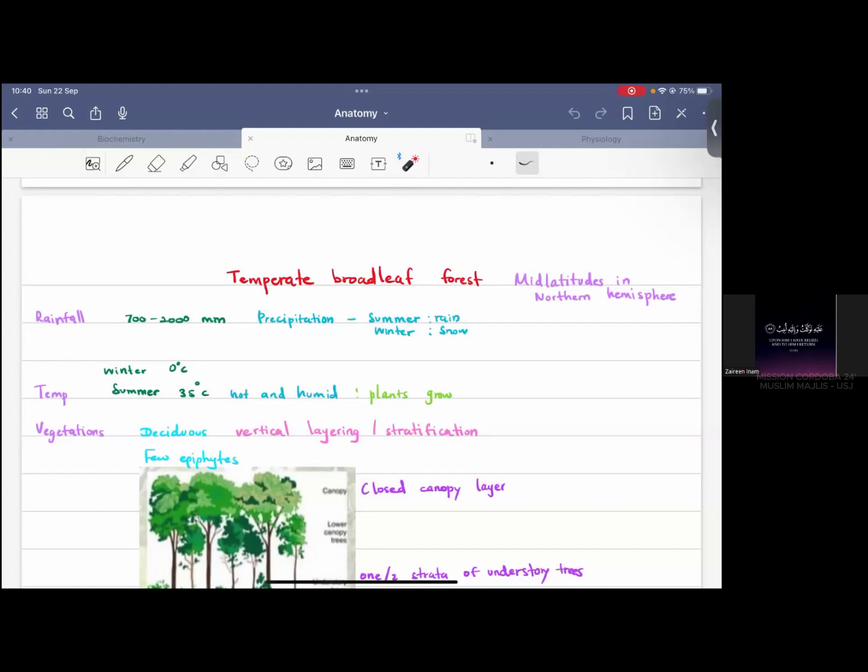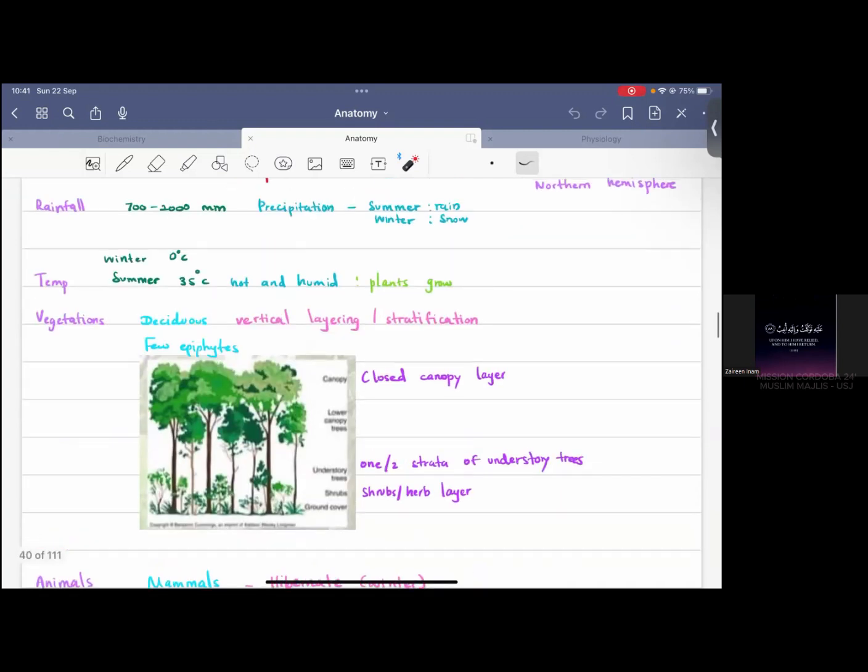The temperature in winter can go down to 0 degrees Celsius. In summer, up to 35 degrees Celsius. The summer is very hot and humid. So what is hot and humid? It is hot, but when you touch, you can feel the wetness. So the plants can grow. Very nice environment for the plants. What are the vegetations? Deciduous. They will shed leaves. And these also have vertical layering or stratification, which you can see here. They will have a closed canopy layer, one or two strata of understory trees, and a shrub or herb layer. That's it. Not like tropical rainforest.